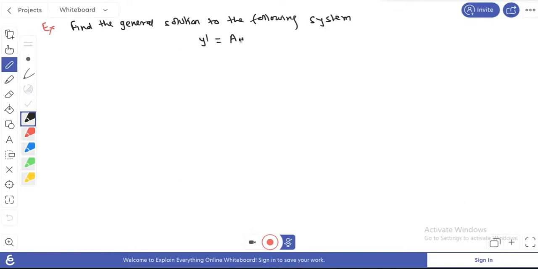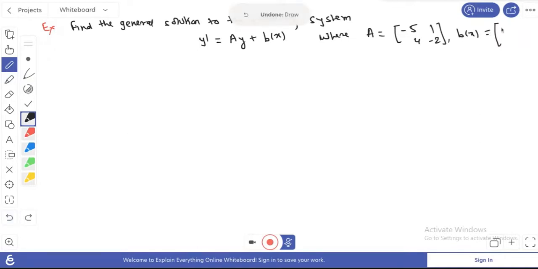The system is Px, where this A is a 2 cross 2 matrix, and Bx is, suppose, 6 e to the power 2x and minus e to the power 2x. So this is a system of non-homogeneous equations. Here we solve quickly, and you have to know how to find the fundamental matrix first.